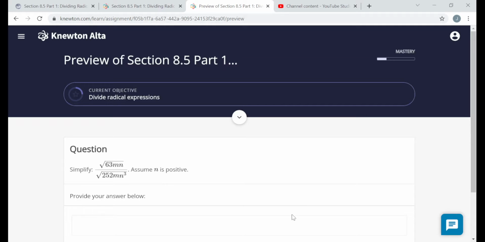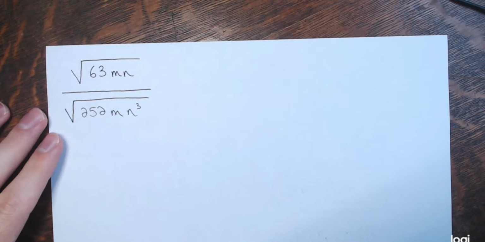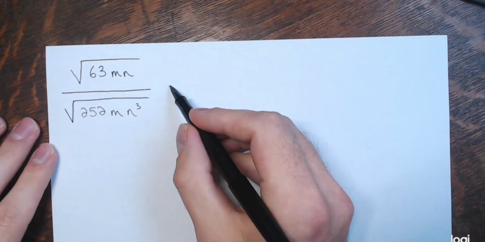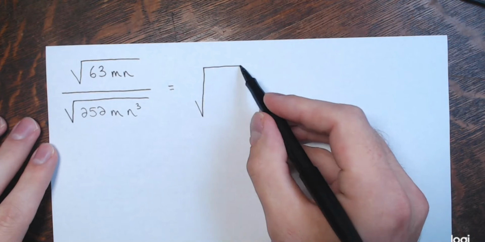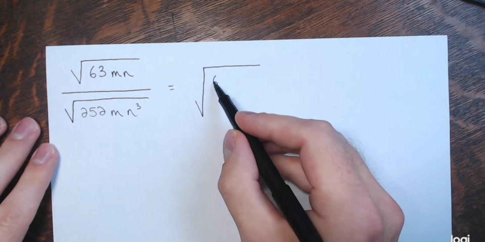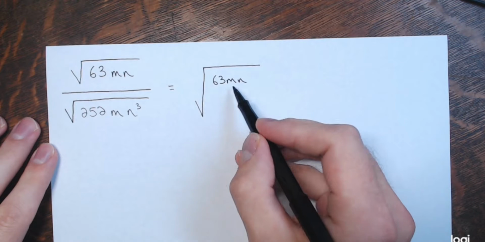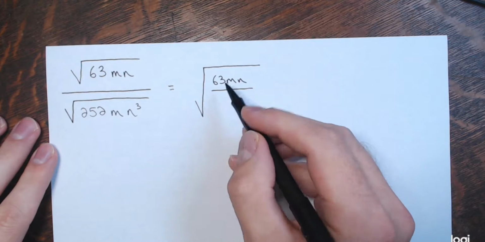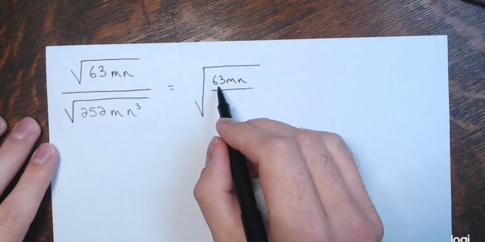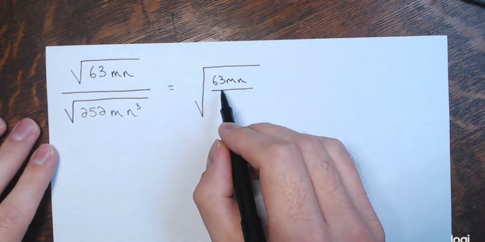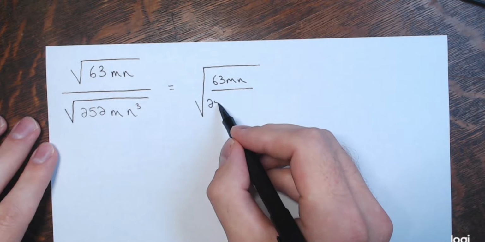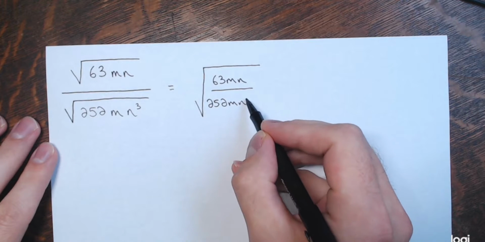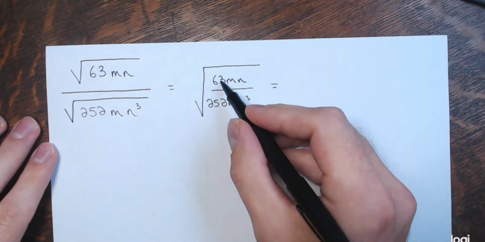Alright, so I'll write this out and we'll work on this on some paper. Once again, square root divided by square root like this, I can use the quotient property and put these together. Let's make it the square root of a fraction, where the numerator is 63mn, the denominator is 252mn cubed. Let's simplify this fraction here.